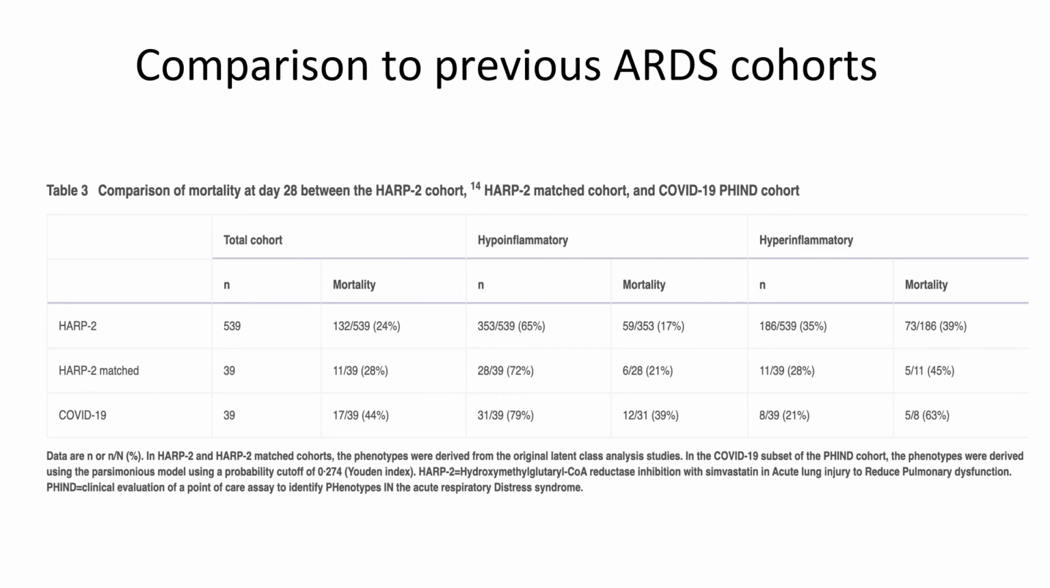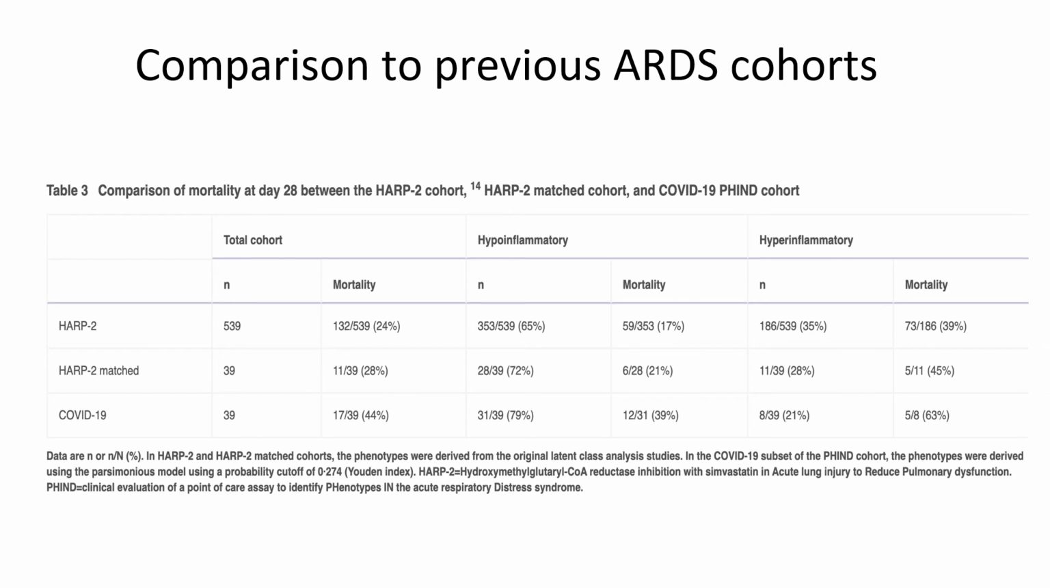To examine if the phenotype distribution is different in COVID-19 and general ARDS, we used data from a previous study, the HARP-2 trial. In this study, phenotype distribution was determined either via latent class analysis or via a parsimonious model. Some of the patients in the HARP-2 trial had their inflammatory markers measured by point-of-care assay too. We found 39 patients in this HARP-2 cohort who not only matched our patients by age and sex, but also had their inflammatory markers measured on the same platform.